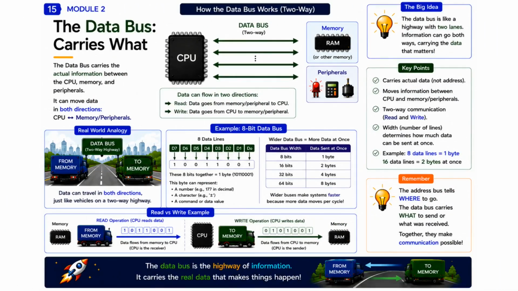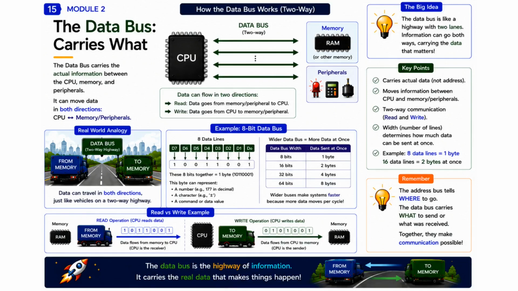We have already learned that the address bus tells the system where to go. Now let's look at the data bus, which carries what is actually being transferred. The data bus carries the real information between the CPU, memory, and peripherals. This information can be numbers, letters, commands, sensor readings, or calculation results. Unlike the address bus, the data bus works in both directions. Data can travel from memory to the CPU, or from the CPU to memory and peripherals.